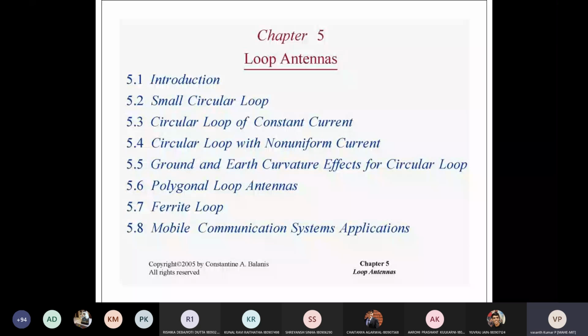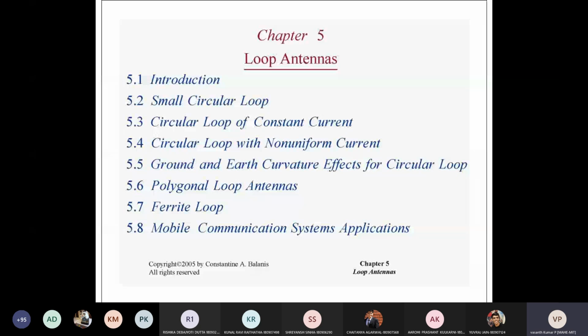Here we will be discussing only the circular small loop. Small loop means the circumference of the loop is less than or equal to lambda by 10. We'll be doing the same exercise we did for linear dipole antennas, that means finding the electric field, magnetic field, radiation resistance, directivity, and so on.